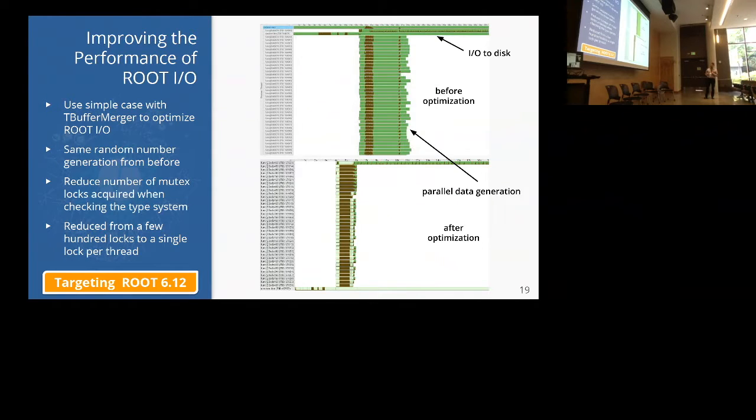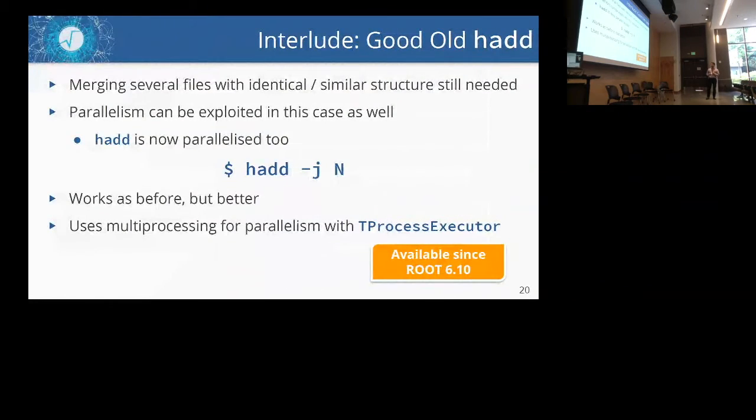So we hope that by 6.12, the experiments can find more performant I/O for writing out the data to disk. Before I finish, just an interlude. Sometimes you scale up even beyond one machine, and then you end up with many files, because on each computer you create a file. You want to merge them.